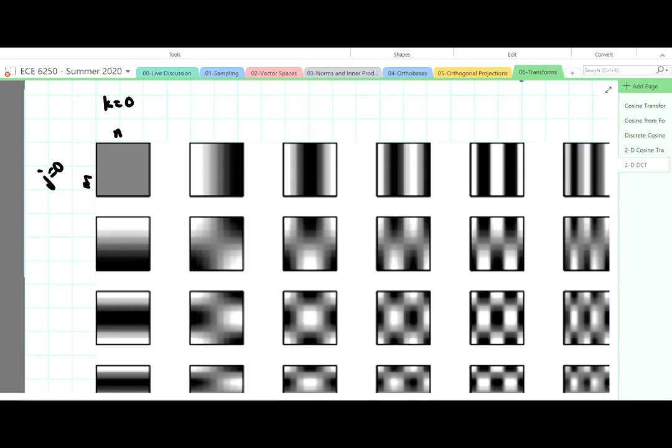But for J equals 0 and K equals 0, it's constant in both dimensions. Now if we go over here, to the right, we have K equals 1, J equals 0, so it's still constant in the J direction, but in the K direction you can see we have half a period of a cosine. Where it's white is where it's high. So if we were to look at the profile here at K equals 2, we would see something like that, and on this axis it's constant.